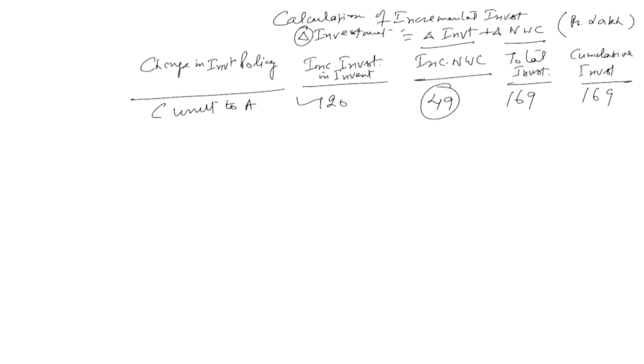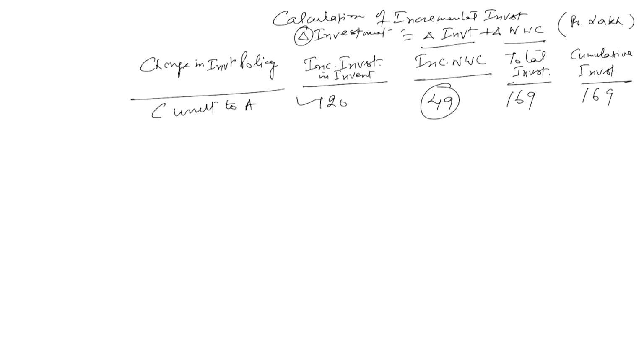Welcome students. So we are discussing the incremental analysis, and in the previous class we were working out the change in the inventory policy from current to A, and as a result of change in the inventory policy by the company, how much investment is required to be made in the finished goods inventory level and in the net working capital. And we found out that the total investment change, delta investment from current to A, will be 169 lakhs, right.